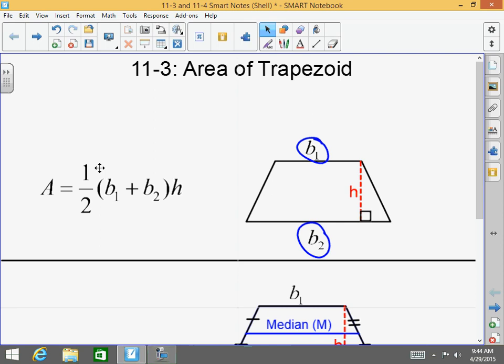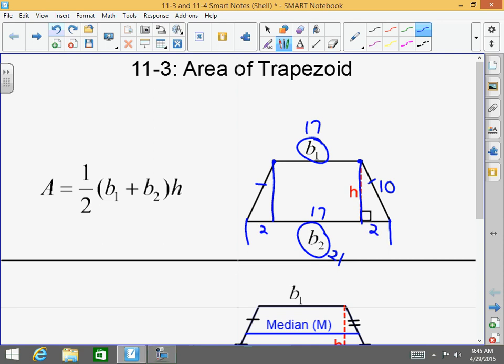For example, sometimes maybe I'll give you that this is 10, let's say. And then let's say that I tell you that from here to here is 17. Okay? And then if this is an isosceles trapezoid, then from here to here is also 17, and I may tell you that this whole entire base 2, let's just say, equals 21. Okay? So that means that from here to here would be 17, then that would be 2, and that would be 2. And then you use the Pythagorean theorem to find your height. So that could be a possibility.